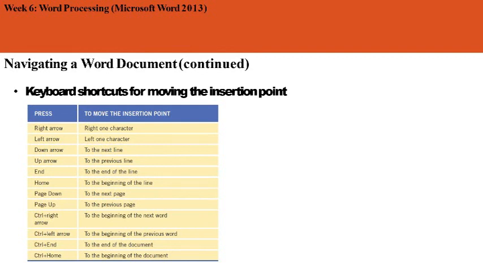Then, we have Control End to the end of the document and Control Home that is to the beginning of the document. So that's how we navigate the Word document using the keyboard shortcut. So that is used for moving the insertion point.